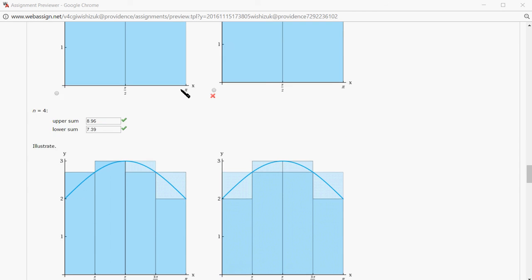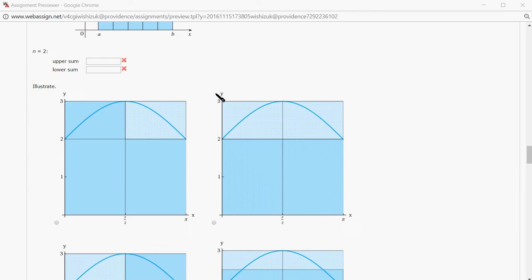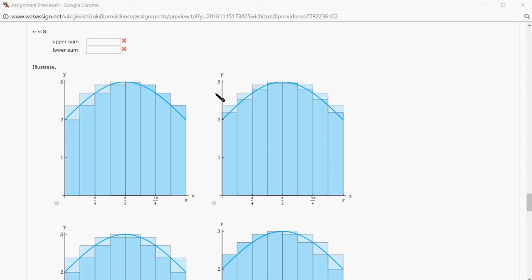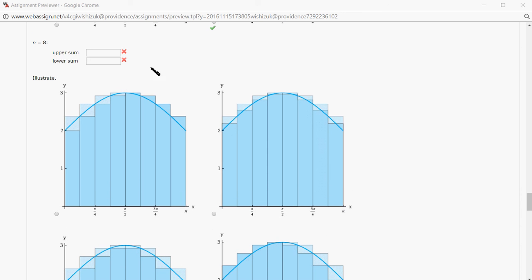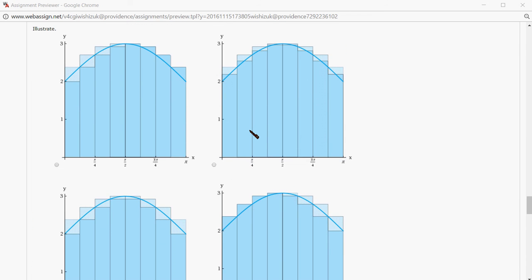I believe that you can do the n equals 2 case. This is a little easier because you have only 2 rectangles. And the other one is a little tedious because you have 8 rectangles, but you should be able to handle it. All right, that's it. I hope that this was clear.